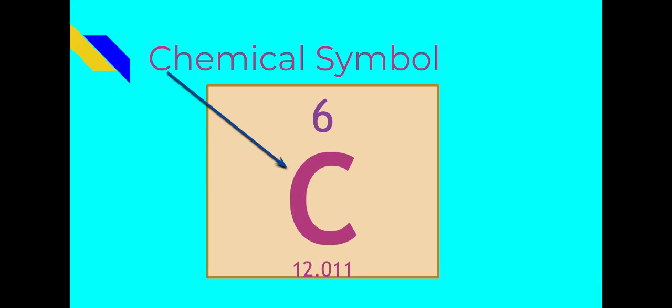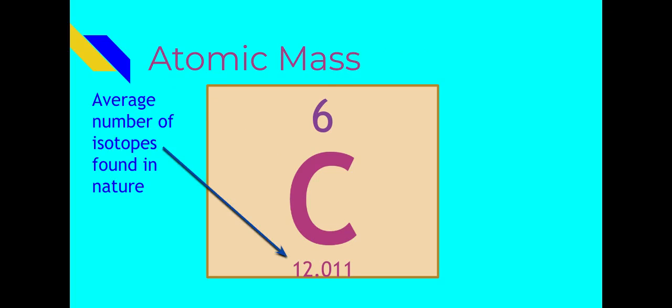Okay, so if I'm looking at my piece of the periodic table here, the chemical symbol is found in the center. And again, it's either one or two letters. The last piece of this is the atomic mass. The atomic mass is the average number of isotopes found in nature. I think I worded it a little different in the other video, but it's the same thing. And isotopes are elements that have a different number of neutrons.